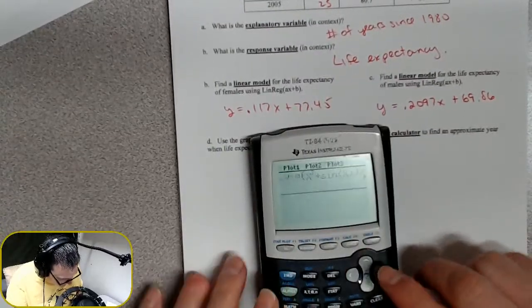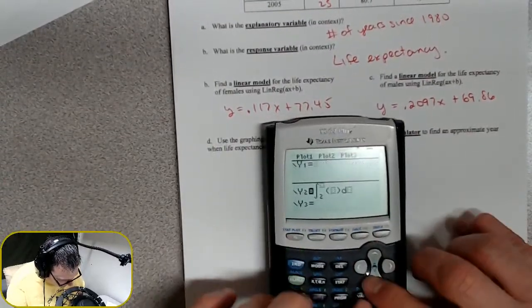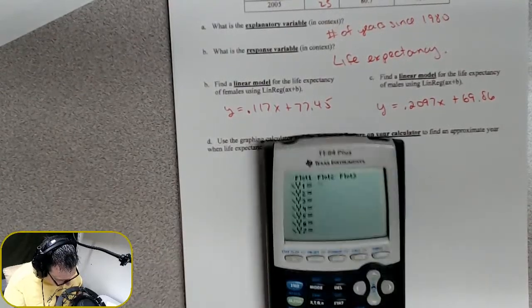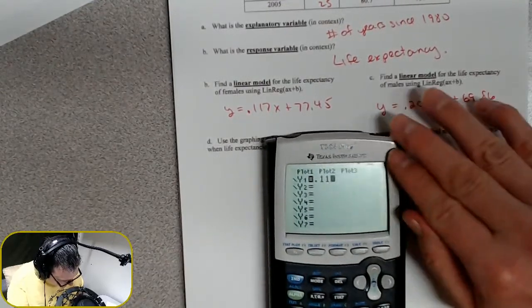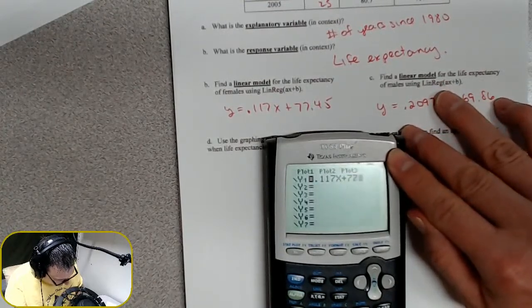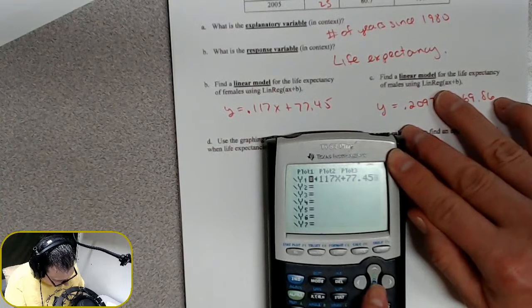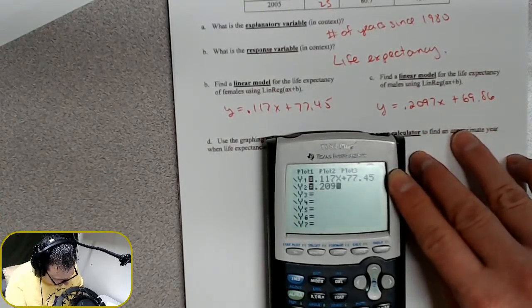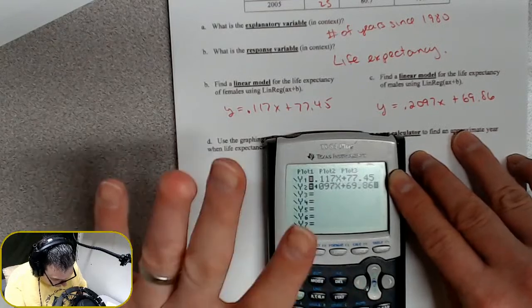Okay, so we want to use the calculator to find the intersection feature. I'm going to go to my y equals. Let me clear out all this old stuff. We got 0.117x plus 77.45, and my y2 is 0.2097x plus 69.86. Now, don't hit graph yet.